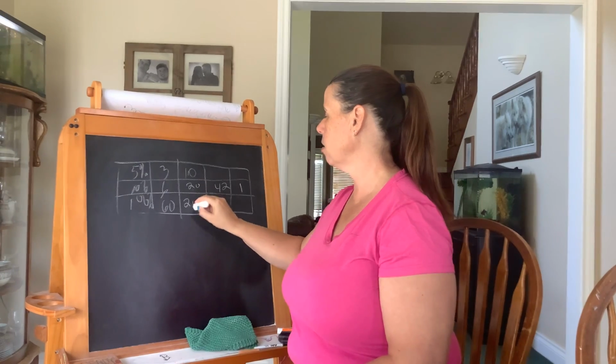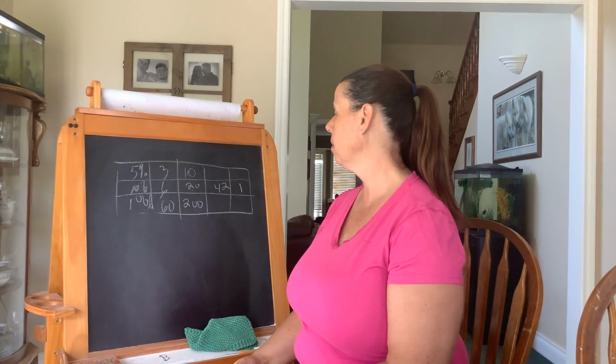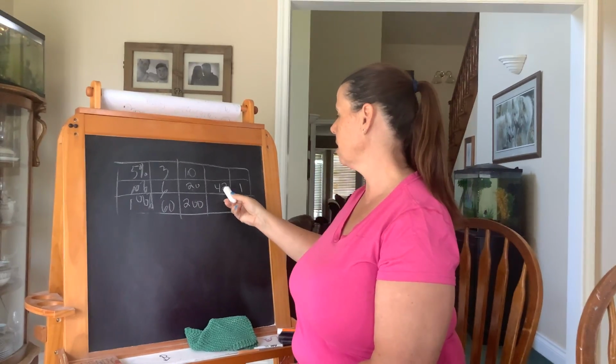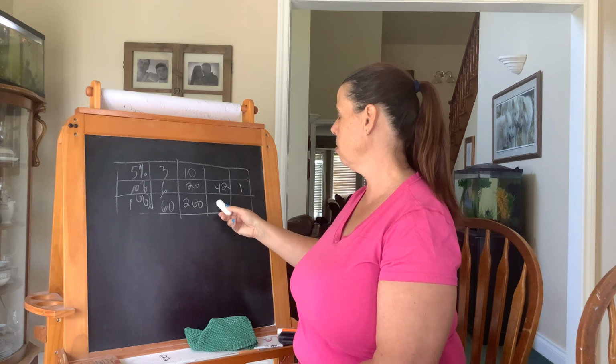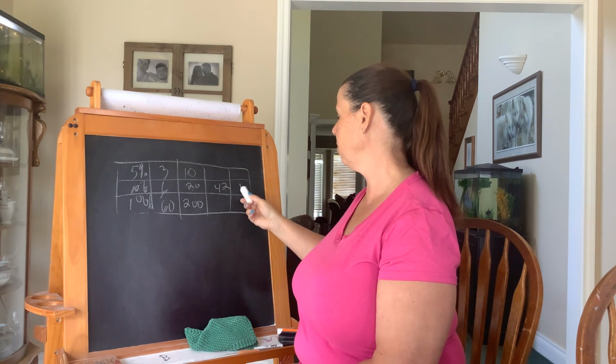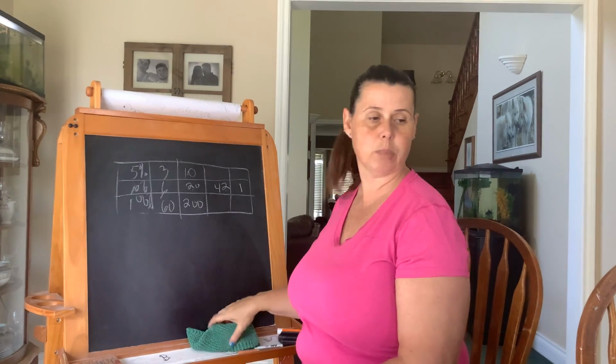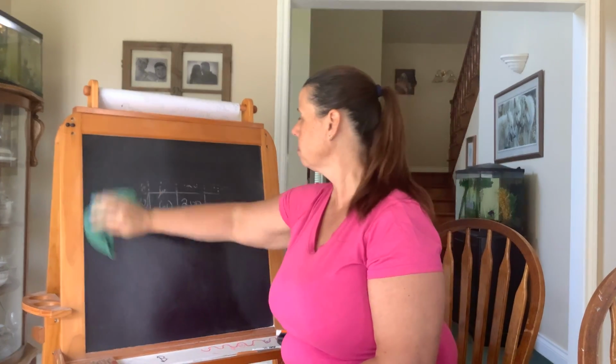So we're going to add a 0 here, right? You're going to do the same thing for these. This is going to be half. This is going to be times 10. This is going to be half. This is going to be times 10. Okay, pause the video. Go fill in the chart.